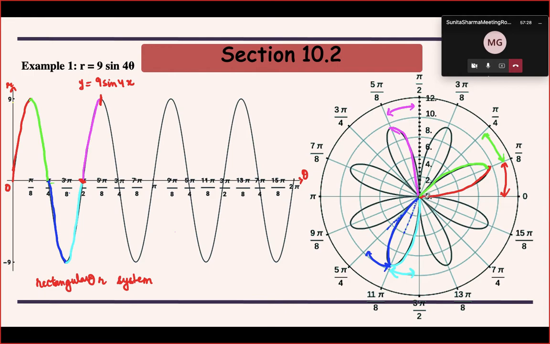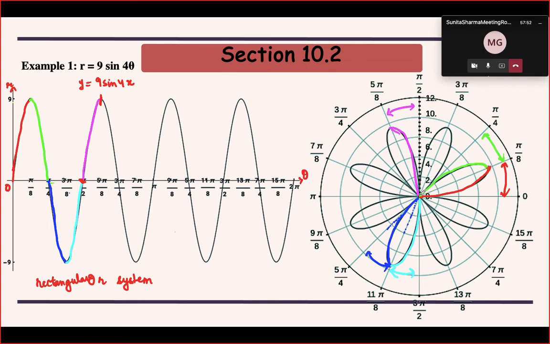Then when theta increases from 0 to pi by 8, you have to make a marking for pi by 8, because there is a change in behavior after that. You can use your D and mark the angle pi by 8, and at pi by 8 make some marking for length 9, because 9 is your maximum limit.